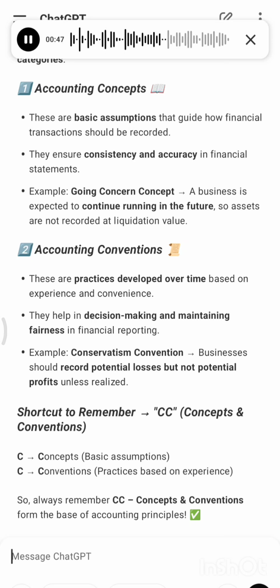Accounting conventions. These are practices developed over time based on experience and convenience. They help in decision-making and maintaining fairness in financial reporting. Example: conservatism convention. Businesses should record potential losses but not potential profits unless realized. Shortcut to remember: CC, concepts and conventions. C, concepts, basic assumptions. C, conventions, practices based on experience. So always remember, CC, concepts and conventions form the base of accounting principles.